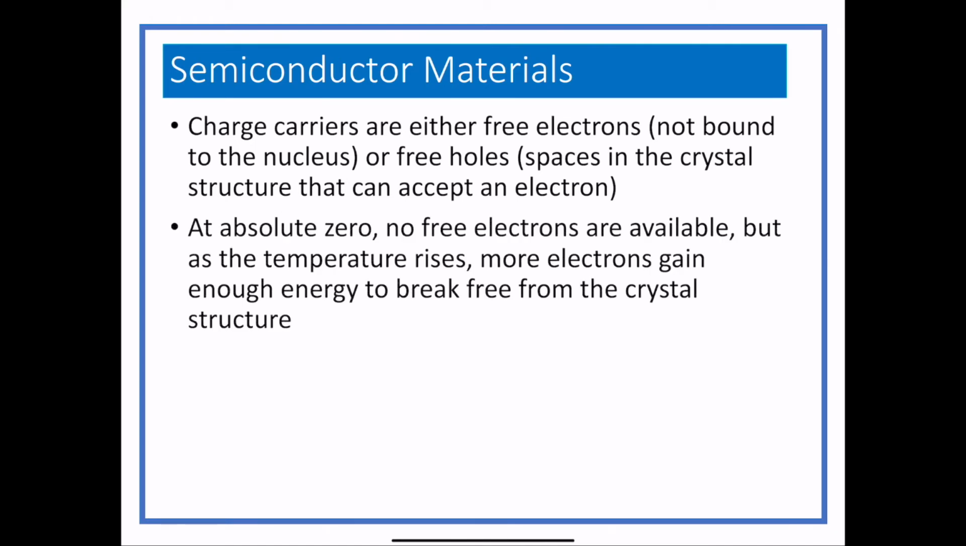So at absolute zero, if you have any kind of semiconductor material, if you make it as cold as it can be in the whole universe, nothing will happen. All of the electrons are just sitting there, bound up, and they have no energy to go anywhere. But as temperature goes up, more and more electrons gain enough energy to be freed from the bonding structure, and they create electrons and holes.